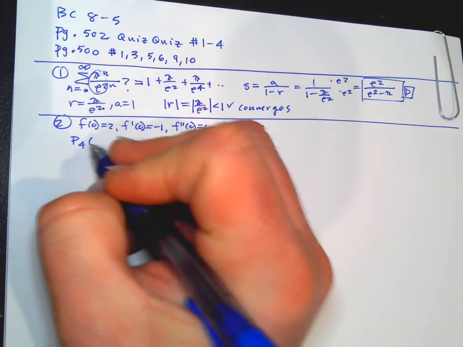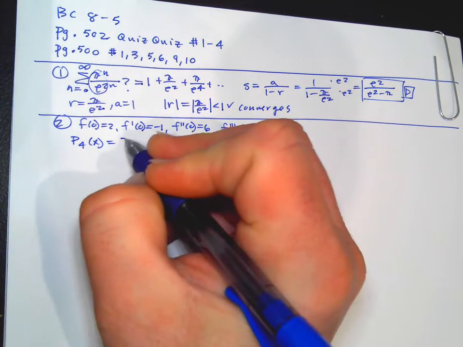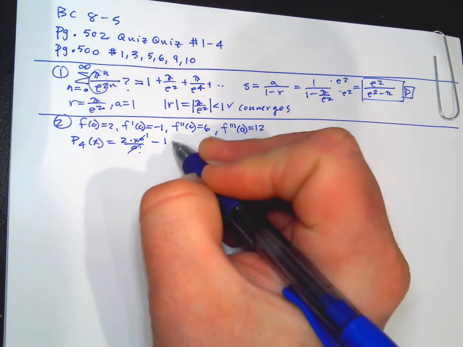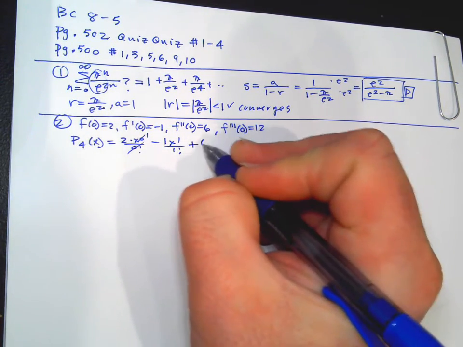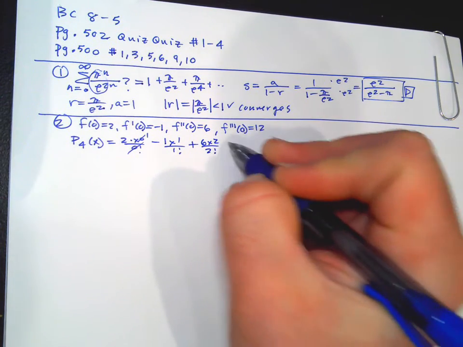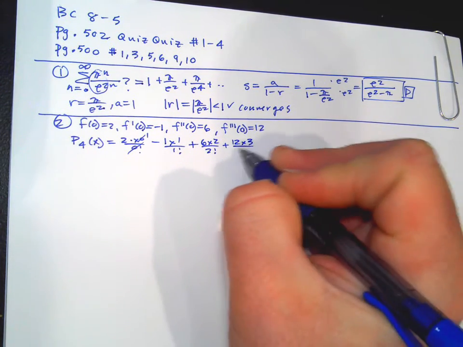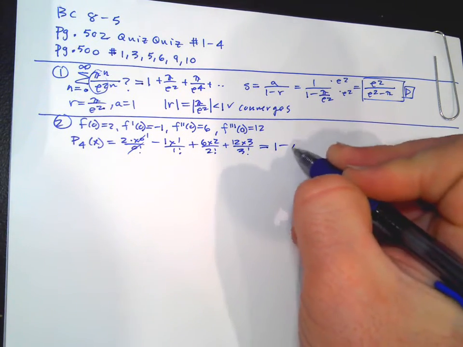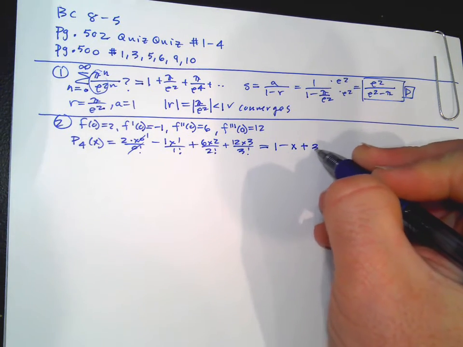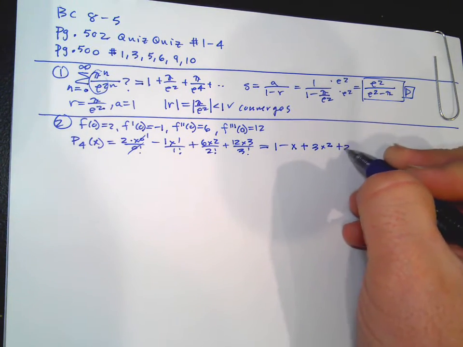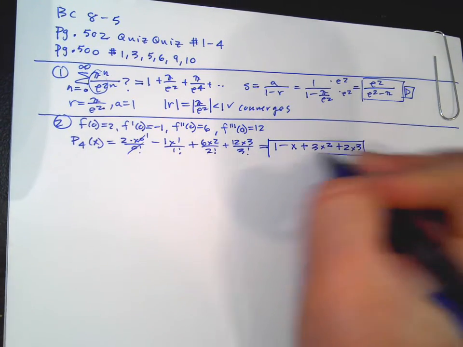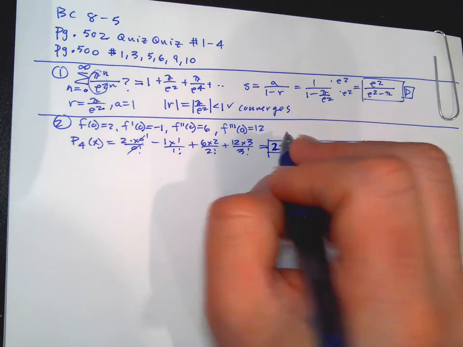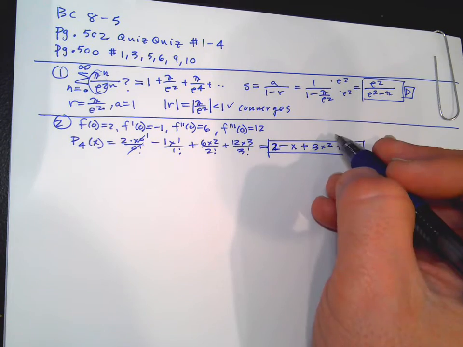Taylor polynomial. You would do 2 times x to the 0 over 0 factorial. Those are both 1. Minus 1, x to the first over 1 factorial, plus 6, x squared over 2 factorial, plus 12, x cubed over 3 factorial. We could clean this up, and we get 2 minus x plus 3x squared plus 2x cubed. And that matches, the first one's supposed to be 2. That matches answer A.